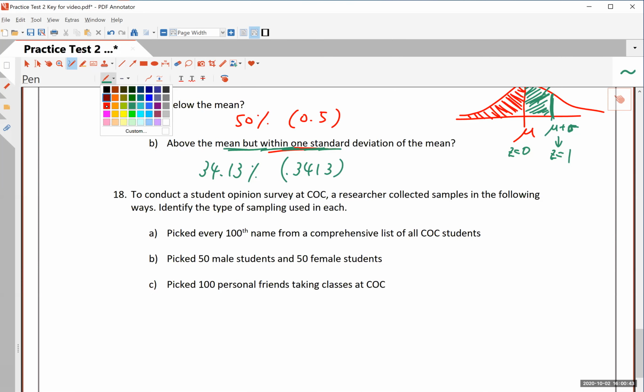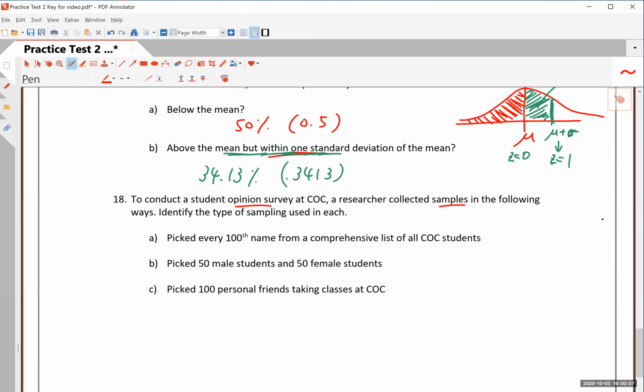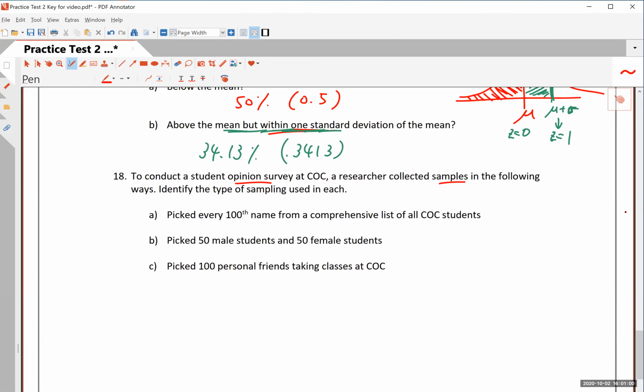All right, number 18. Let's go back to my red ink. To conduct a student opinion survey at College of the Canyons, a researcher collected samples in the following way. Identify the type of sampling used. Remember, I think we learned 4 different ways of sampling. Picking every 100th name. As soon as you see 100th or 50th or 10th, you say that's systematic, okay? Systematic sampling, that's it. Picking 50 male students and 50 female students, all right? So now we have classified the entire student body into males and females, and then you pick 50 of each, right? Remember, this is called a quota, and as soon as you divide into subpopulations and you pick some from each of these, okay, this is called stratified.